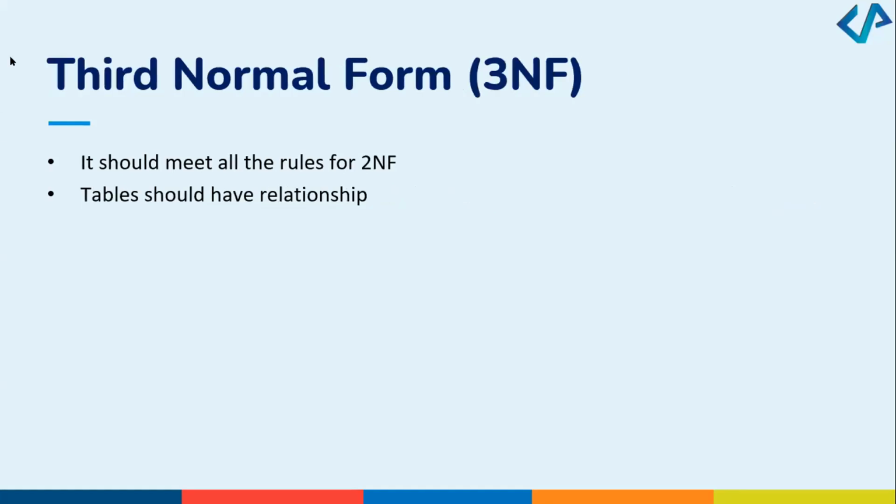Okay. The next form is the third normal form. Third normal form says it should inherit all the normalizations from the previous. So 1NF, 2NF, and move to the 3NF. 3NF will follow all the normalization. So it should meet all the rules of 2NF, and tables also should be in some relationship. Yes, good, Manish. Combination of 1NF and 2NF.